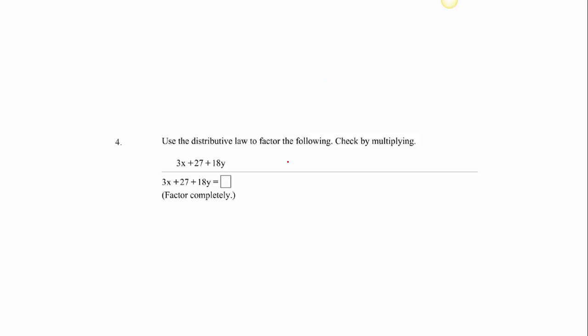Use the distributive law to factor the following. Check by multiplying. So notice we have 3x, 3 times x; 27 is 3 times 3 times 3; 18y is 2 times 3 times 3, y. So remember, I just factored each term. 3x is just 3 times x. 27, 3 times 3, 9 times 3, 27. 18 is 2 times 3, 6. 6 times 3, 18y.